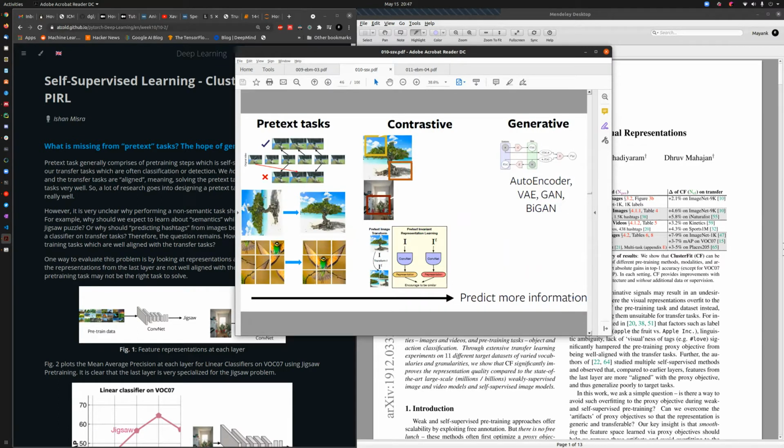This is rotation. This is jigsaw. The contrastive, where we try to predict the image transformations here, and the patches. Then in the generative too, we can use this with respect to autoencoders and BiGANs, which predict more information. So that's the stage.